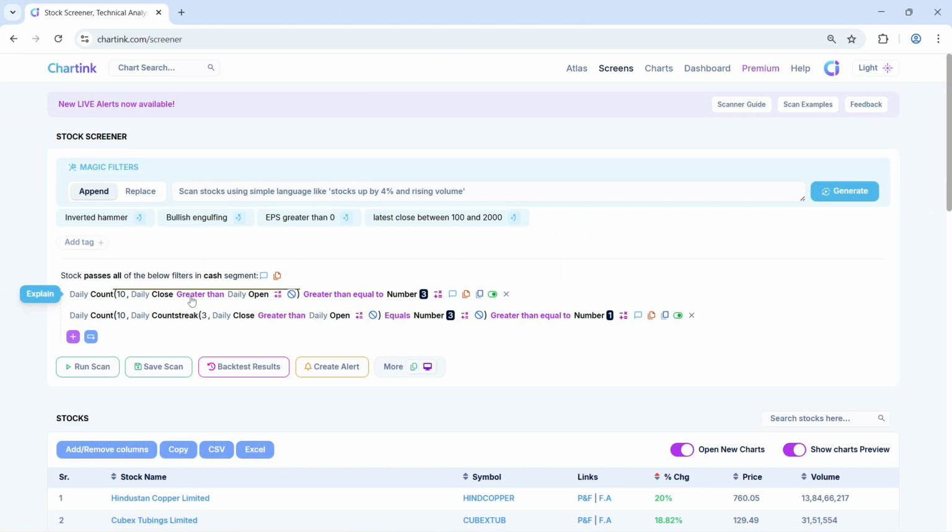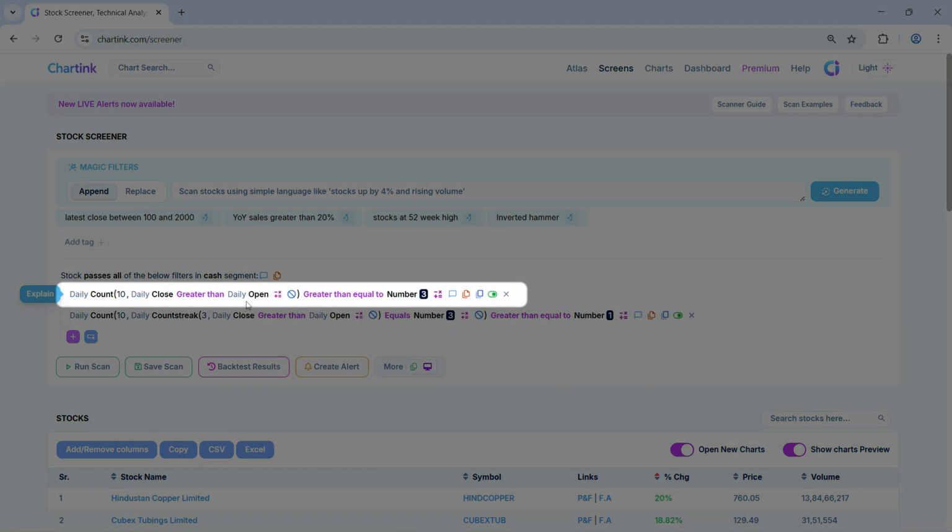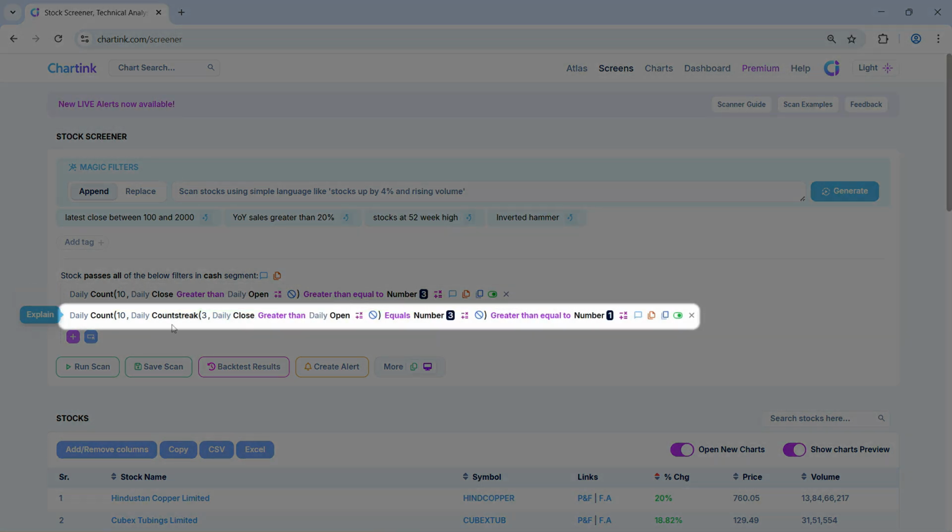So that's how count and CountStreak work in Chartink. Count helps you measure frequency and CountStreak helps you measure frequency and continuity.